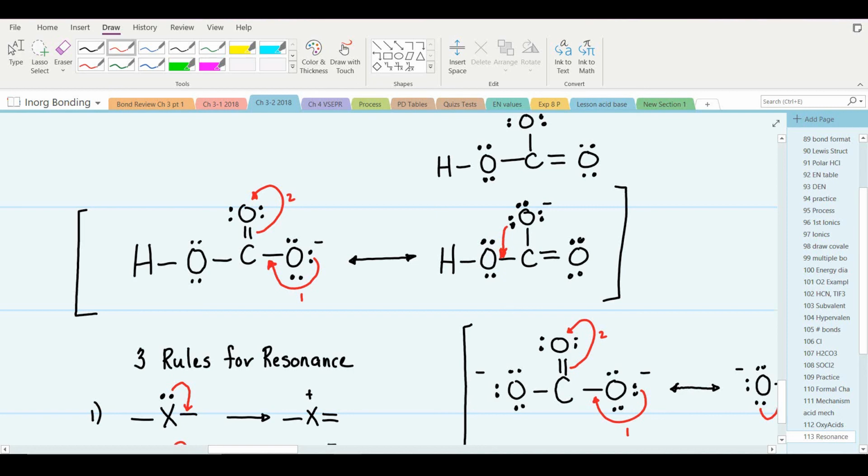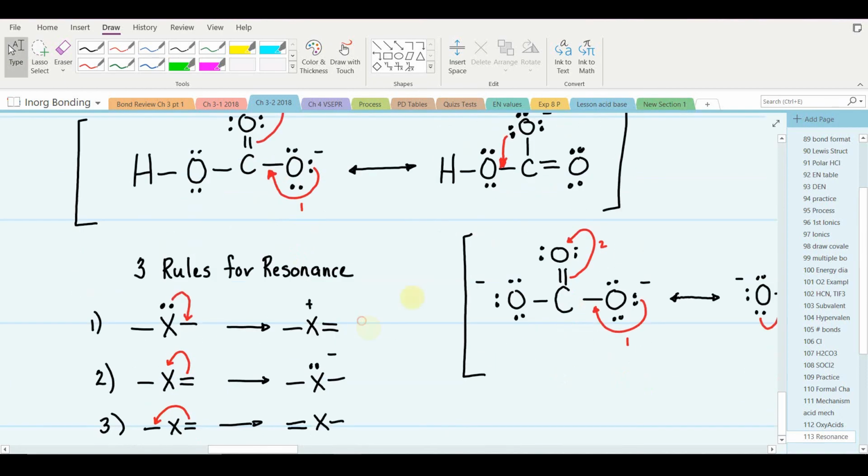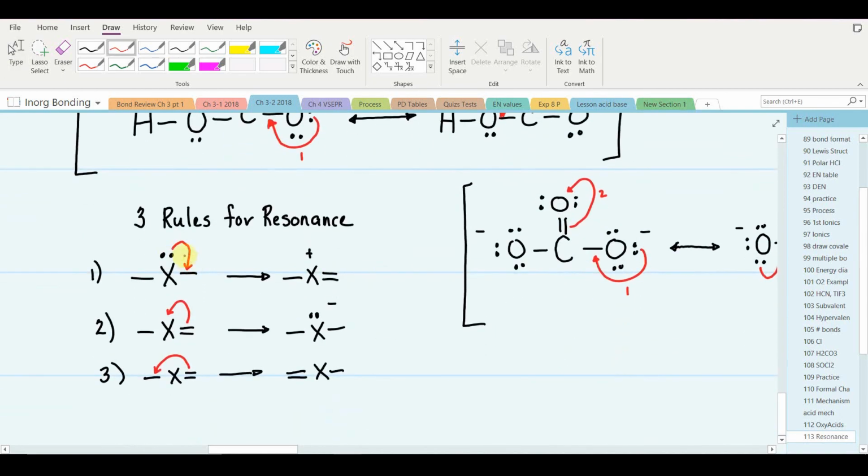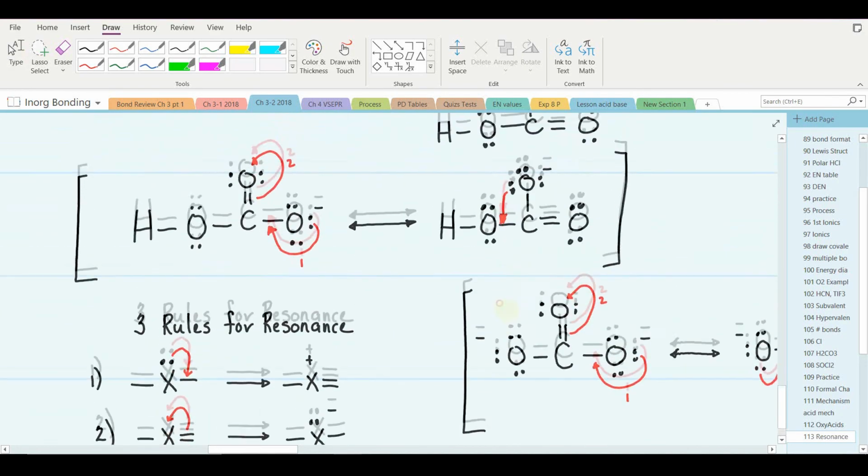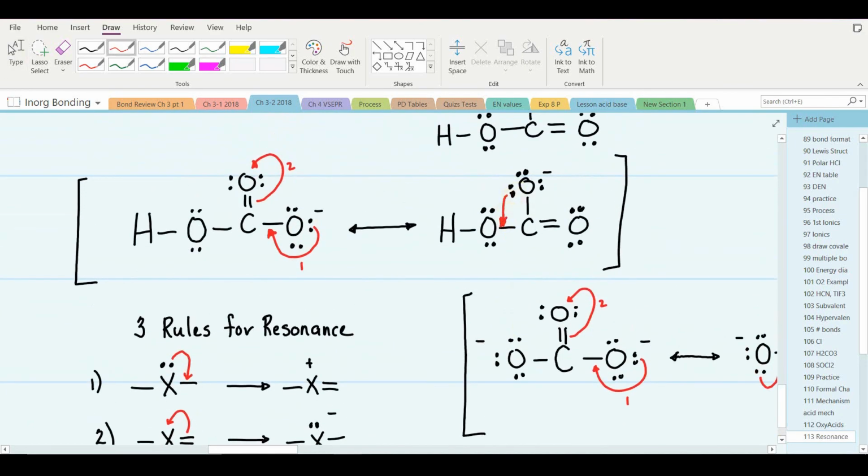Well, that isn't correct for a couple of reasons. First of all, you can't move a pair of electrons beyond its own space. It has to stay attached to the same atom. The rules for resonance require that electron movements always involve strictly the same atom, right? So we can't go from one oxygen to another oxygen. The pair of electrons has to stay attached to the original oxygen.